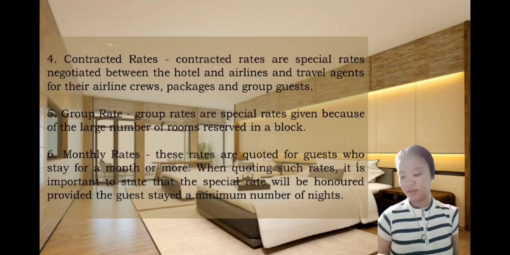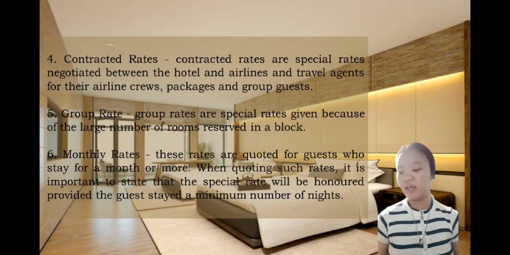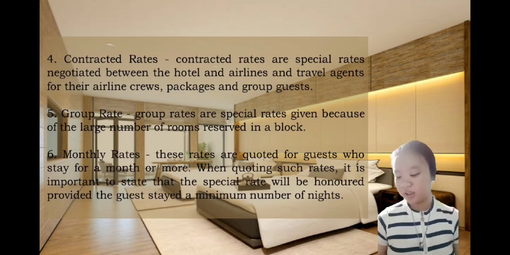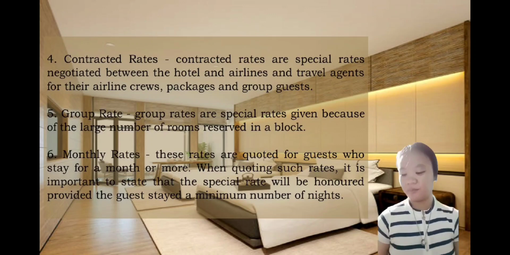Fourth, contracted rates. Contracted rates are special rates negotiated between the hotel and airline and travel agents for their airline crews, packages, and group guests. These rates are agreed upon only if companies are able to generate a special number of room nights over a period of time, like corporate rates. Contracted rates are reviewed periodically.